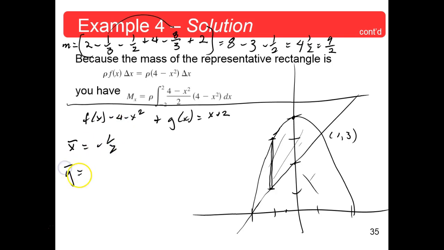Y bar. What will it be? We know it's over 9/2. So we know that part. But what's that numerator? I'll give you the limits of it. -2 to 1. And the dx is going to be out here. Now what goes in between that?